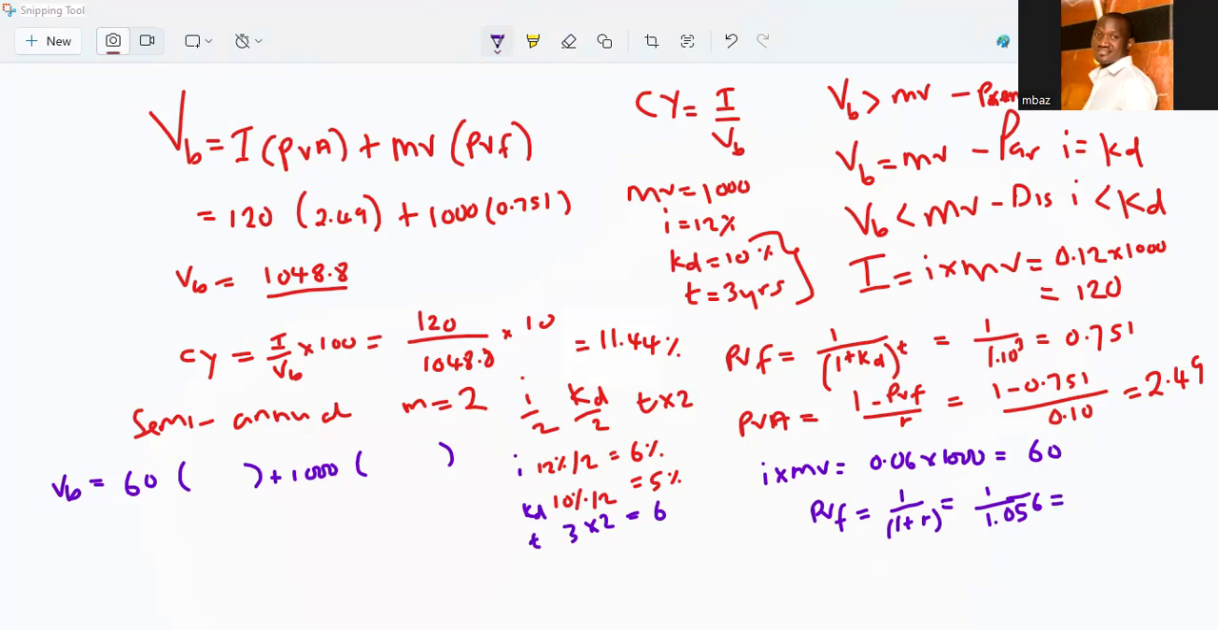So you use the KD. The job of the KD is for the interest factors. The job of the small i is simply to calculate the coupon interest. So here I'm getting 0.746.